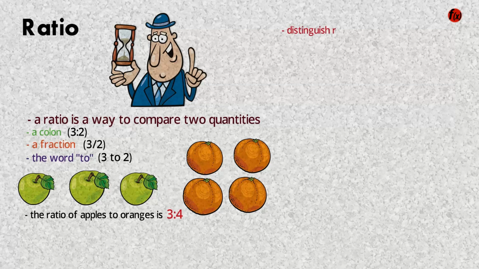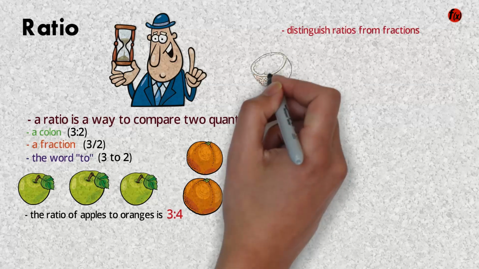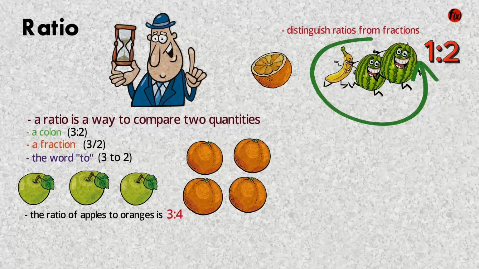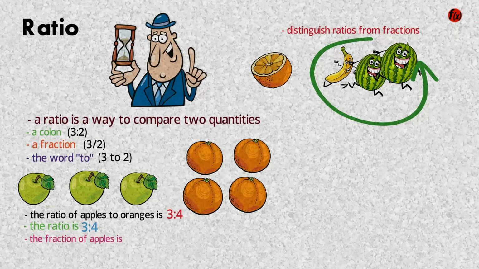It's essential to distinguish ratios from fractions. A fraction represents a part of a whole, while a ratio compares two separate quantities. In the apple and orange example, the ratio is 3 to 4, but the fraction of apples is 3/7.